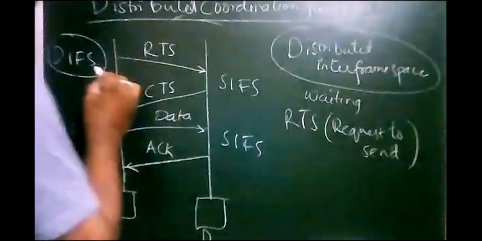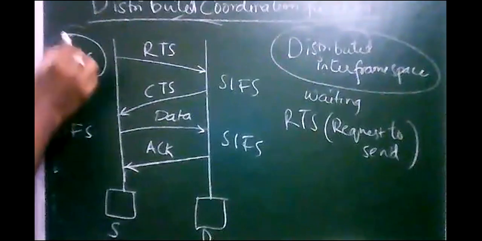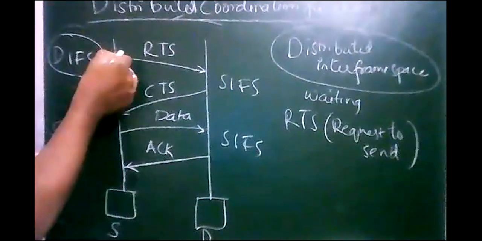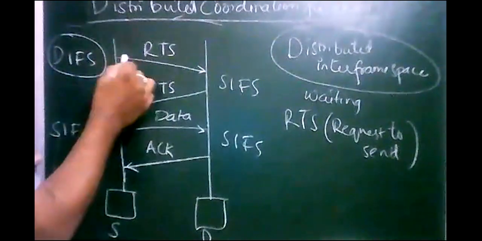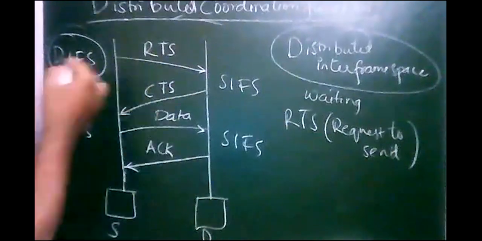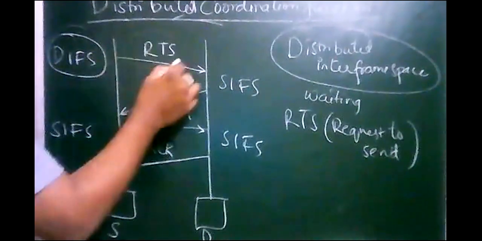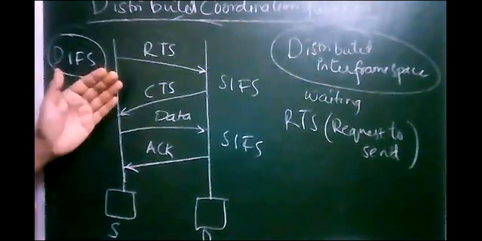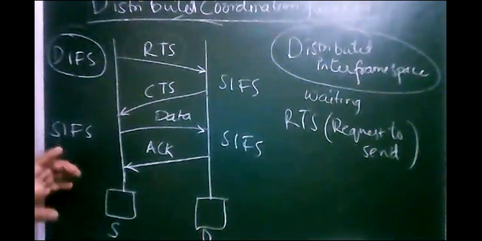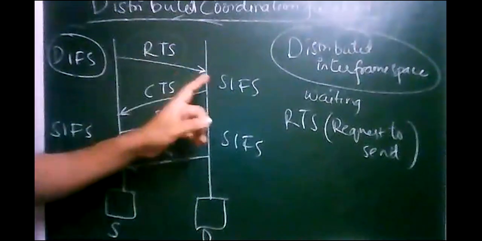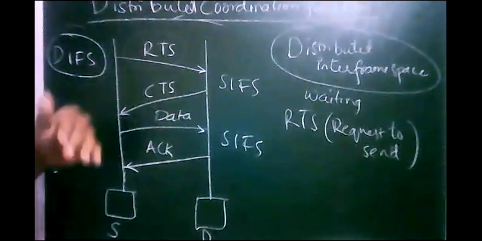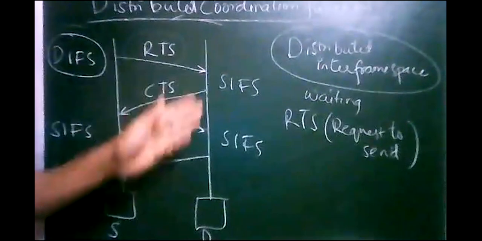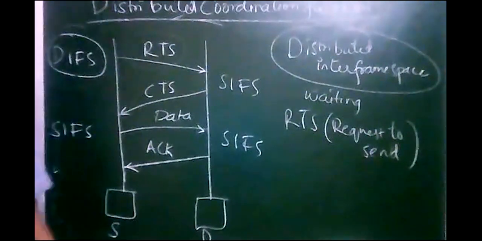So what happens here is, after waiting a certain period of time, the source station sends a control signal to the destination station that I want to send. It will send a request that it intends to send data to the destination. So it will send a signal. Now it is the turn of the destination.